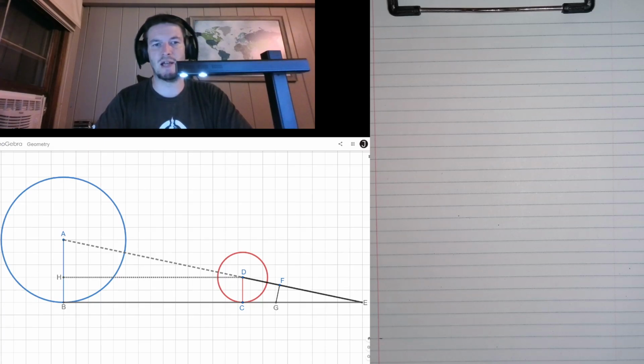So I have a diagram here in GeoGebra, which I'd like to go over with you. You have two circles, one centered at A, the other centered at D. We have a tangent line to both of them through B and C, extending to point E. And we have a line between the centers of these two circles from A through D, also meeting at point E.